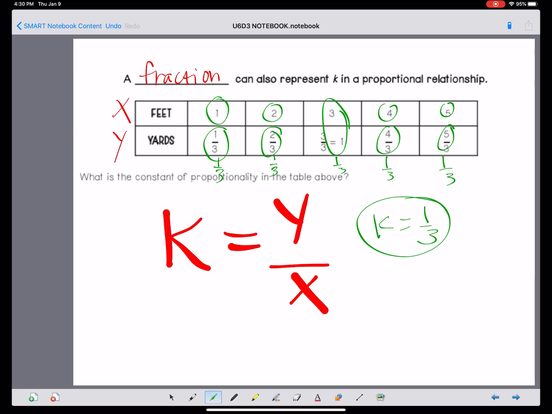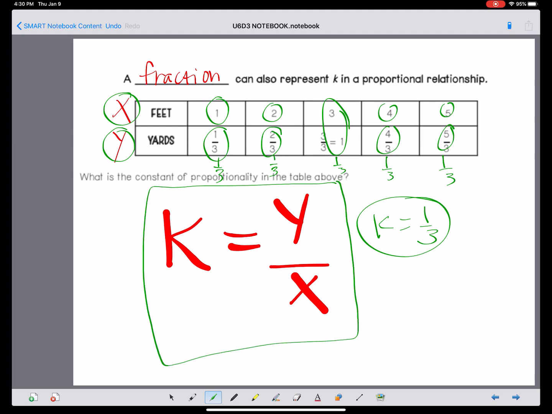The reason I did it in this exact order, 1/3 divided by 1, is because 1/3 was my y value and 1 was my x value. And this equation tells me that in order to get my constant, I have to do the y value divided by the x value.